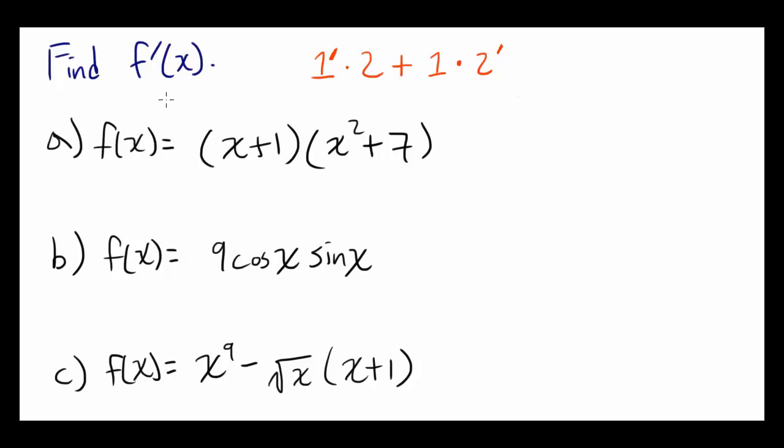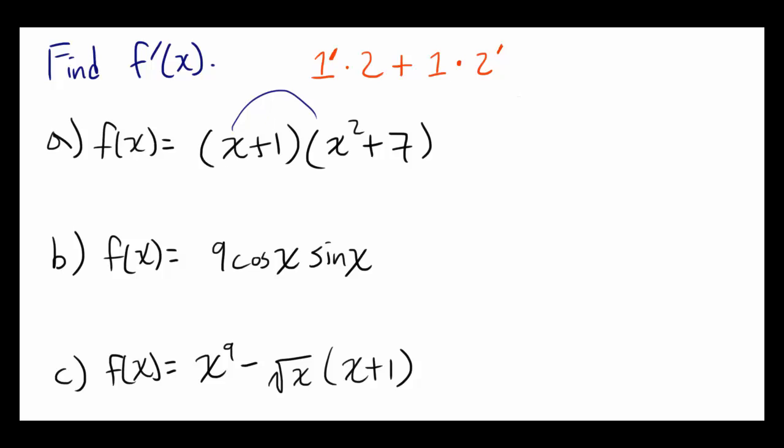Let's attempt to find derivatives of each of these functions. First one, f of x is x plus 1 times x squared plus 7. There are many ways of finding the derivative of this. The first way would be to actually multiply this out, FOIL it, or multiply each of the terms with each of the terms in the other parenthesis, and then add all the terms up, and then take the derivative of each of the terms.